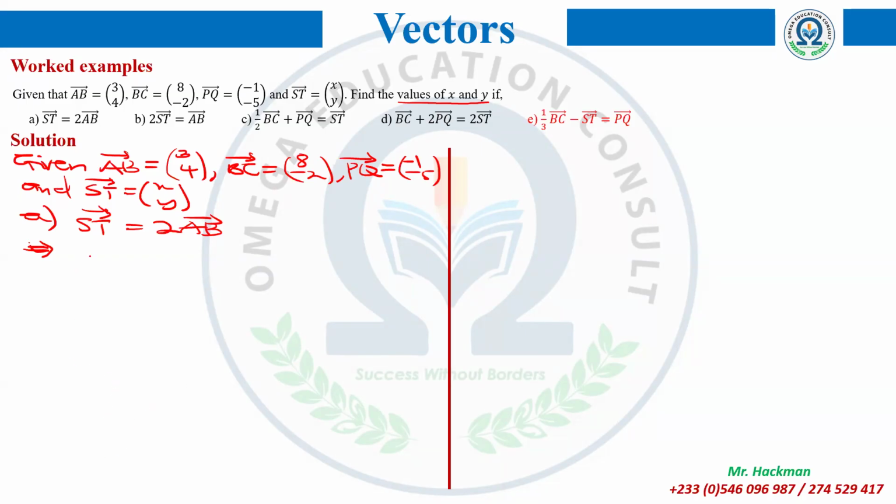Okay, very good. Now, do we know ST, the vector ST? Yes, we know, and that is XY. This is equal to twice the vector AB. Do we know AB? Yes, we know. AB vector is what? 3, 4. My professors, I hope you are following.